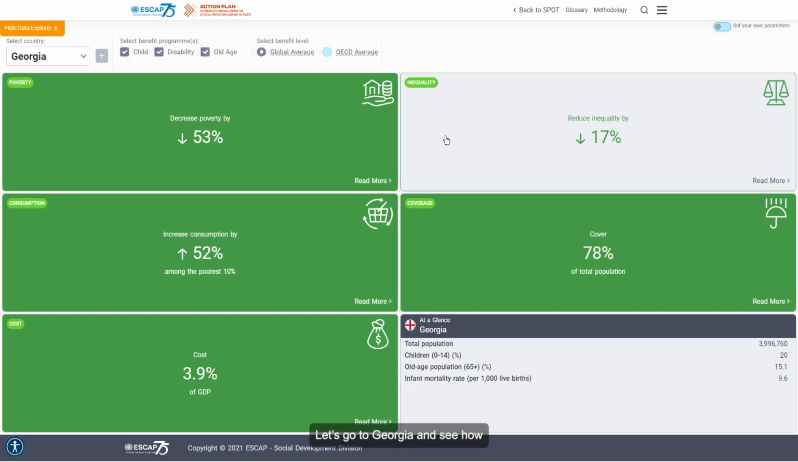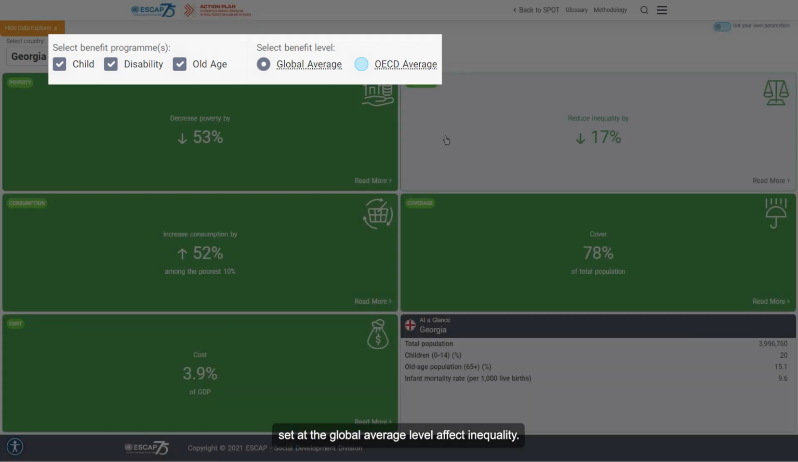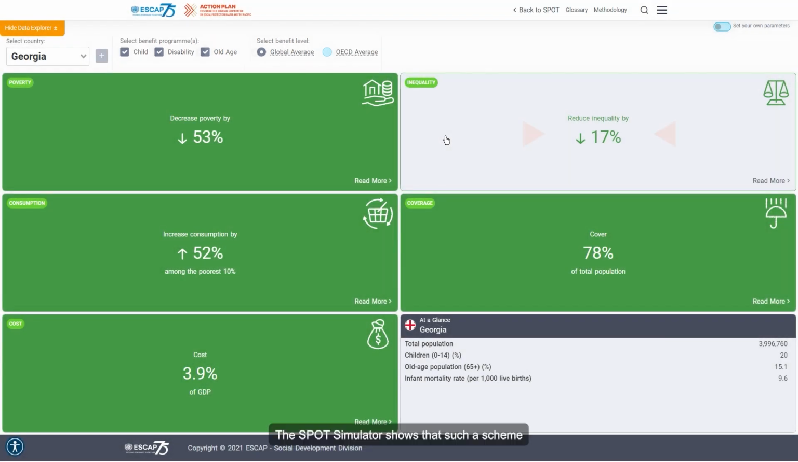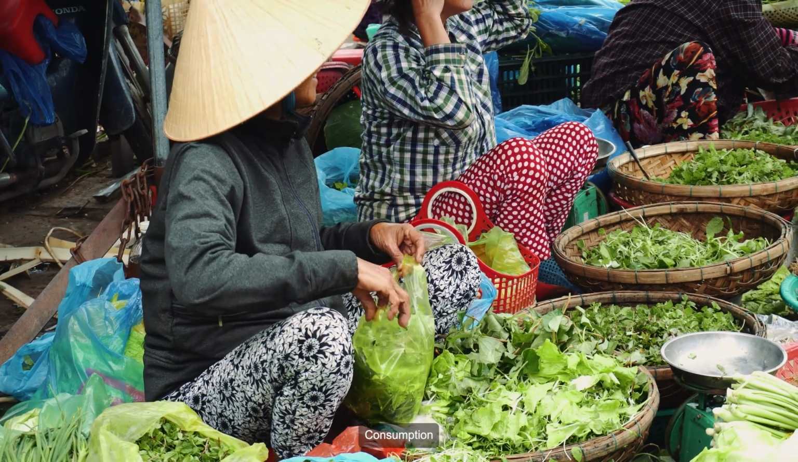Let's go to Georgia and see how a combined scheme of universal child, disability, and old age benefits set at the global average level affect inequality. The Spot Simulator shows that such a scheme could reduce inequality by 17% in Georgia, based on the Gini index. Click on the inequality tile to examine the impact on inequality measured by the Palma and quintile ratio. It shows the selected scheme could reduce the income gap between the richest 20% and the poorest 20% of the population by almost 40%.